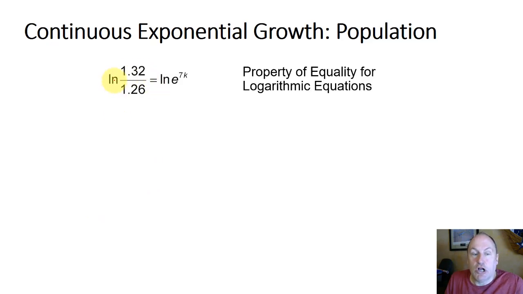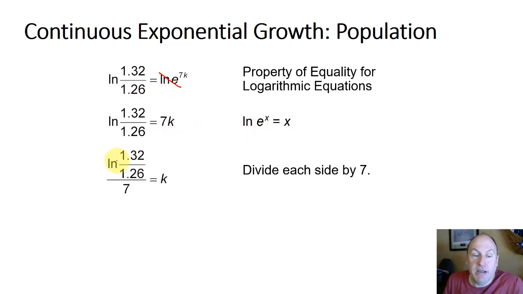So we take the natural log of both sides. The natural log of 1.32 over 1.26 equals the natural log of e to the 7k. And because the natural log and the e are inverses of each other, this means the natural log of 1.32 over 1.26 equals 7k, because the natural log of e to the x is equal to x. So k is going to be equal to the natural log of 1.32 divided by 1.26, divided by 7.